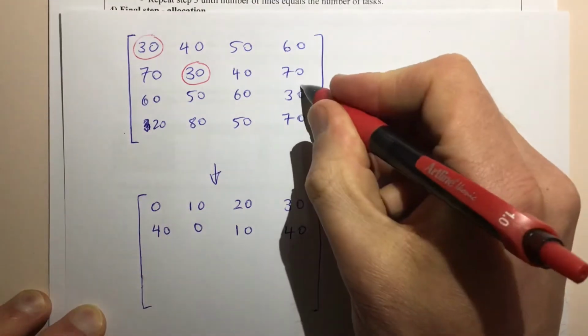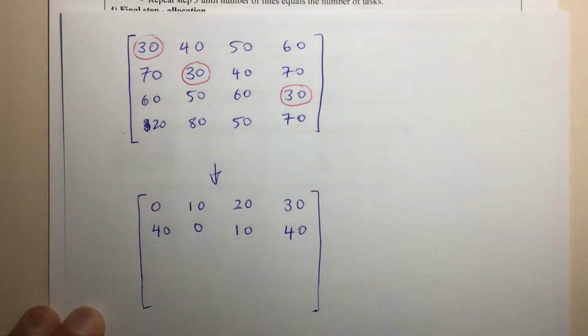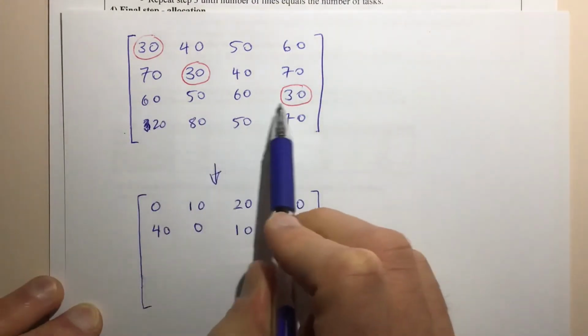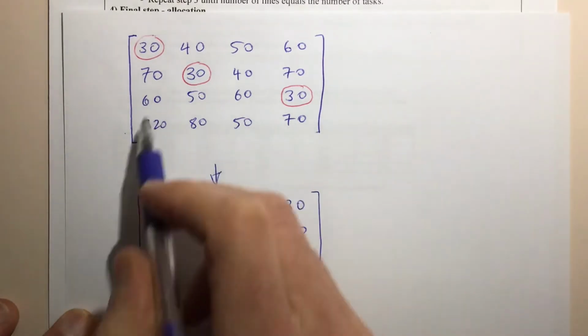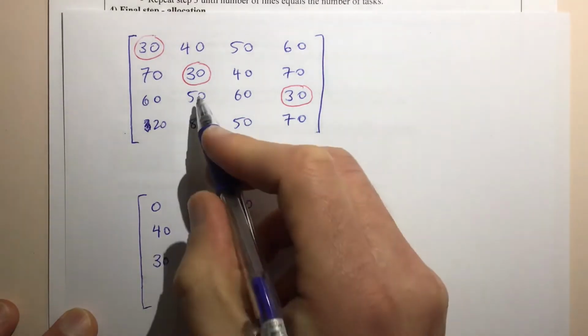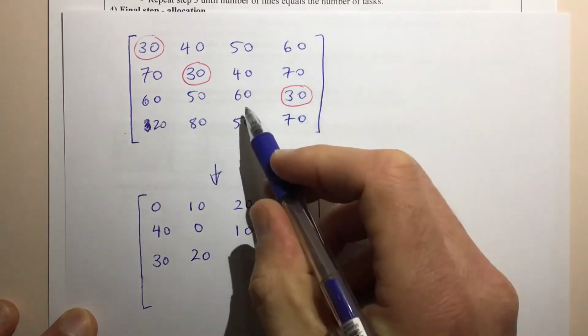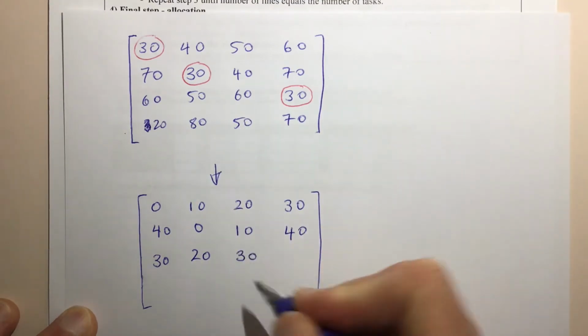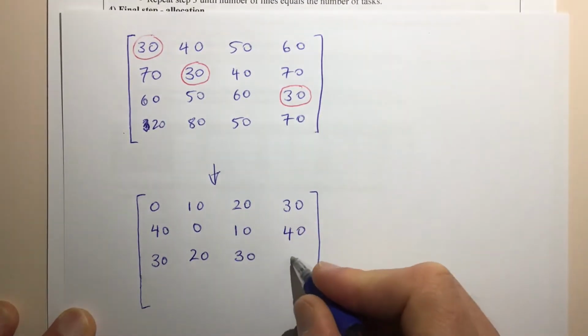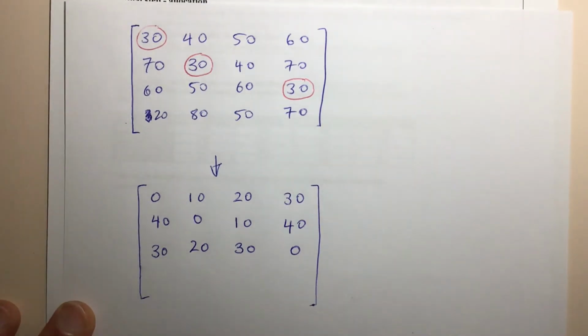This won't usually happen, but just by coincidence, this number is also a 30. So we're going to subtract 30 from every number in the third row, and that gives us 60 take away 30 is 30, 50 take away 30 is 20, 60 take away 30 is 30, and 30 take away 30 is 0. All right, last row.